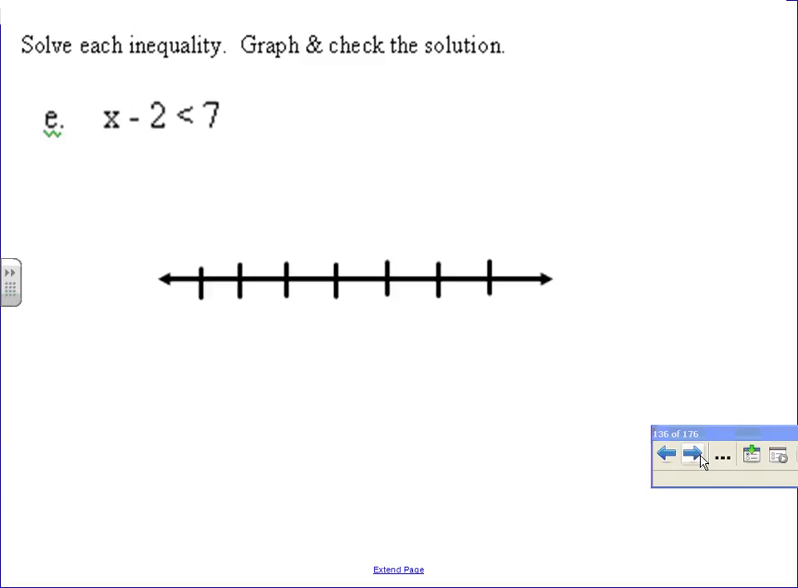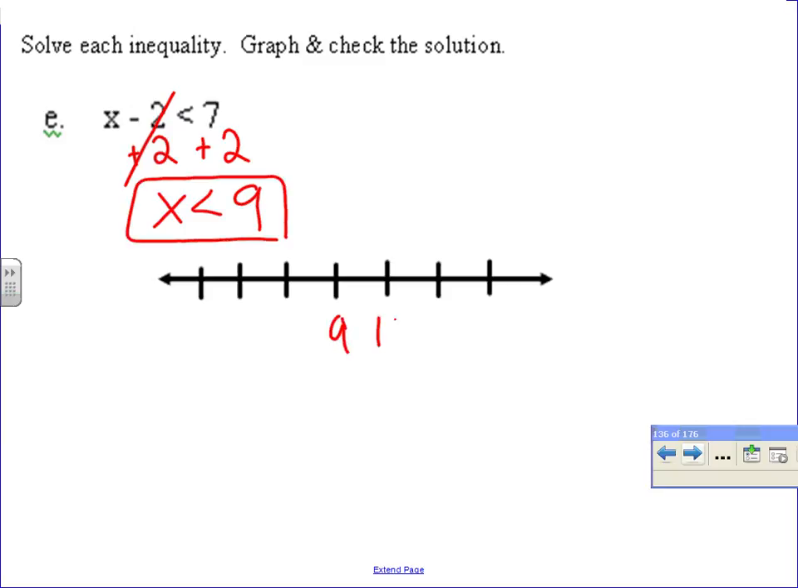How do we get x by itself? Mary, how do we get x by itself? Good, so we need to add 2 to both sides. Please show your work as we're doing this today in class. It's the exact same process, but there are some things that get a little bit tricky. So x is less than 9 is our answer. So now we need to illustrate it on the number line.